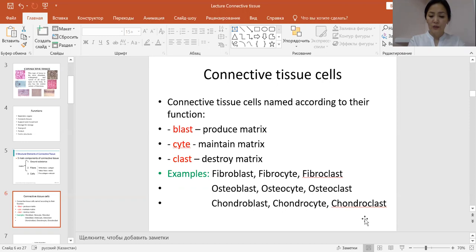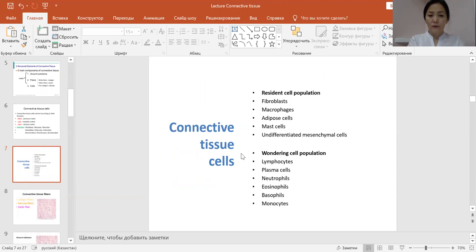Another classification of connective tissue cells: we can divide them into resident cells and wandering cells. What does it mean? Resident cells live always in the connective tissue. Wandering cells circulate in the bloodstream, but when needed, they can migrate into the connective tissue. That's why this group of cells is called wandering cells.